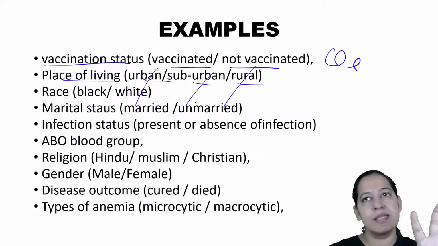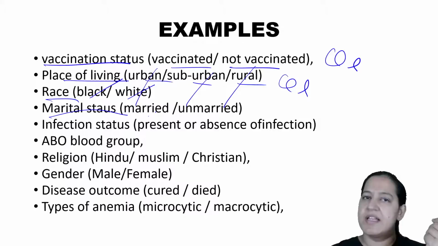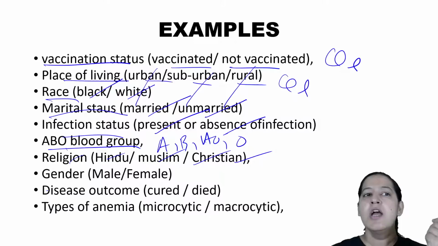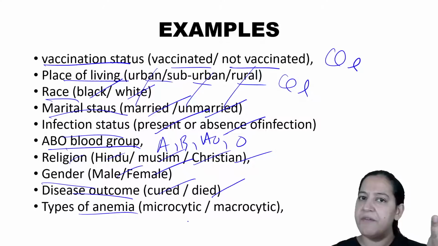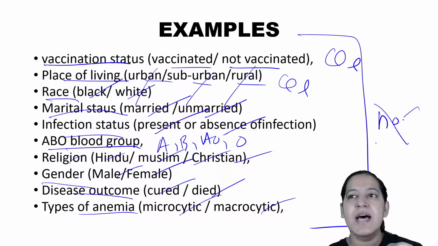So this is again qualitative. What is the race? Whether you are black or white? What is the marital status? Whether you are married or unmarried? What is the infectious status? Whether the infection is present or absent? What is the ABO blood grouping? Whether it is A, B, AB, or O? What is the religion? Hindu, Muslim, Sikh, Christian? What is the gender? Male or female? What is the disease outcome? Whether it is cured or died? What is the type of anemia? Microcytic or macrocytic? So these all have no numbers. Numbers are absent. So all of them are qualitative data.